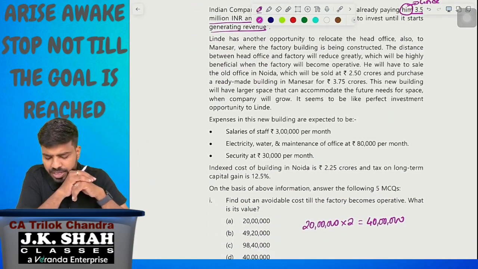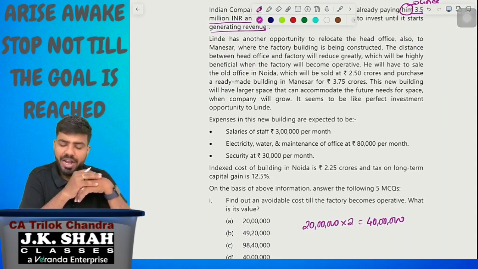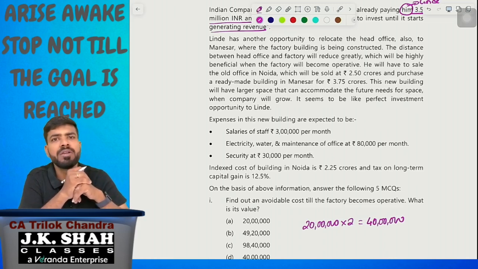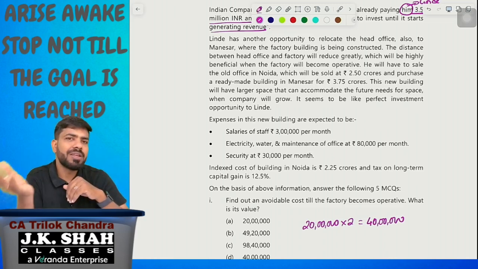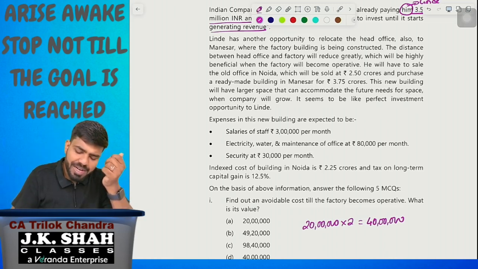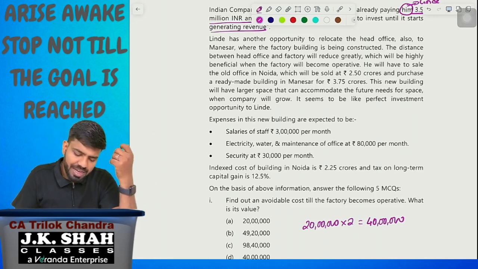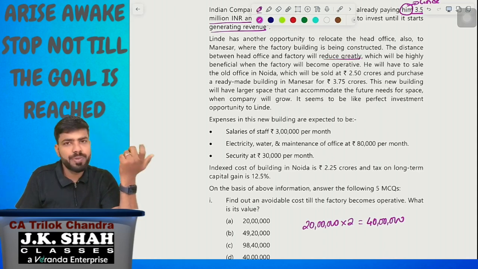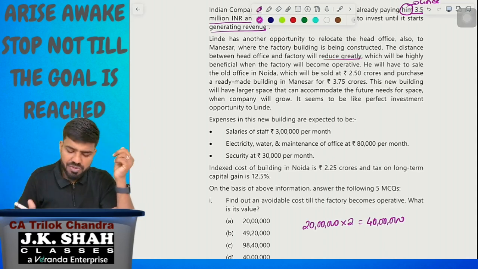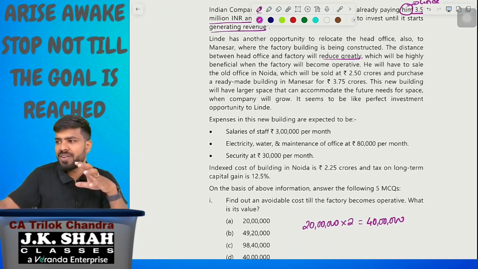Next. Lindy has another opportunity to relocate the head office also to Manesar. At present the head office is in Noida. Now he is rethinking: let's relocate the Noida head office to Manesar, where the factory building is being constructed. The distance between head office and factory will reduce greatly. If they are beside each other, it will be highly beneficial to the company after the factory becomes operative.